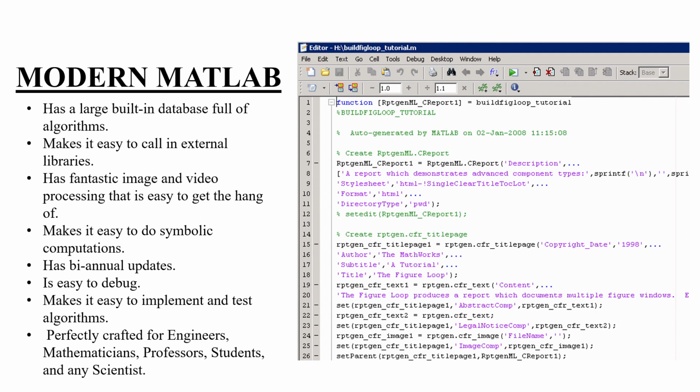It has fantastic image and video processing that is easy to get the hang of. That's one of the huge reasons MATLAB is used, is that feature right there. It makes it easy to do symbolic computations. It has biannual updates, so it's always updating. It's very easy to debug, unlike some other programming languages. It makes it very easy and simple to implement and test your algorithms. And it is perfectly crafted for engineers, mathematicians, professors, students, and any scientist.